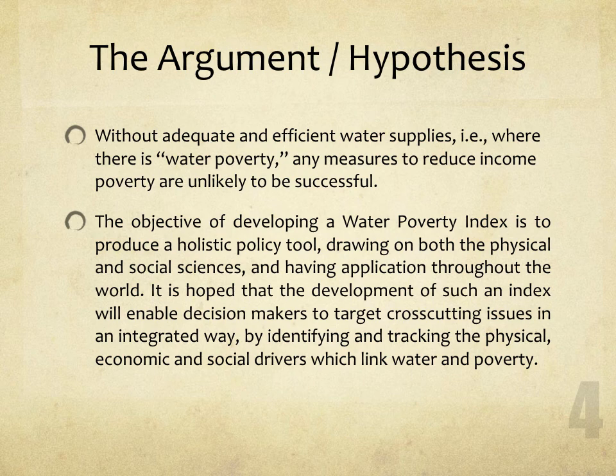But her argument is not just about understanding the water situation. Her argument is about understanding the water situation in the context of development, in the context of elimination of poverty, in the context of increasing income levels, in the context of facilitating development. And then she argues that without adequate and efficient water supplies, and by that she means where there is water poverty, no adequate supply, she equates it with that, any measure to reduce income poverty is unlikely to be successful.